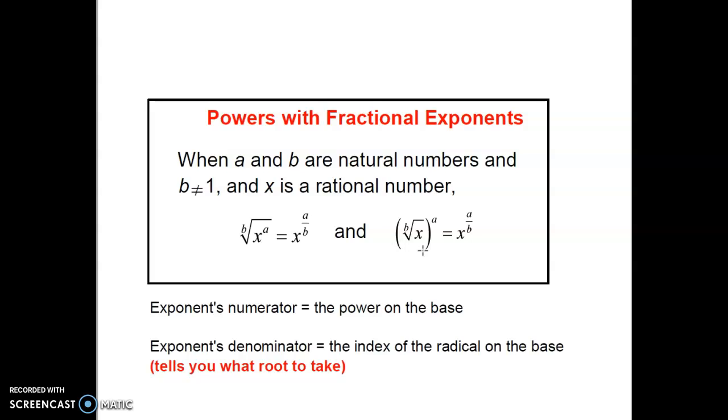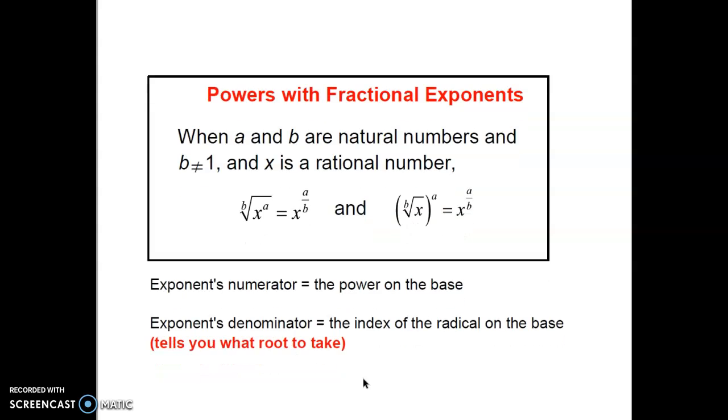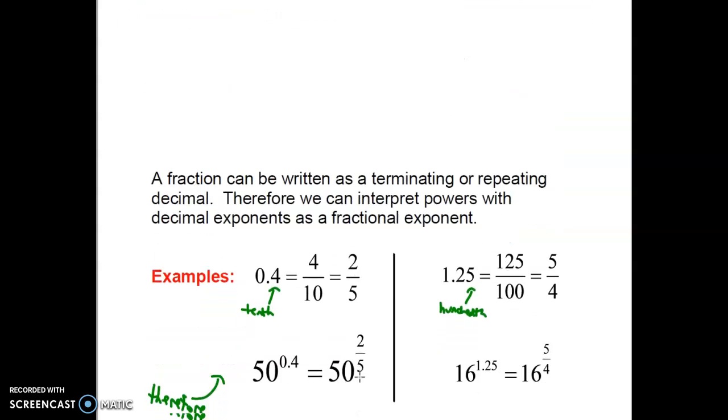So that's another way to do it. So b becomes our index and a becomes our power on the base, the power on the x. So the exponent's numerator is the power on the x, and the exponent's denominator is the index of the radical on the base. So that tells you what root to take. So let's look at a few of these.